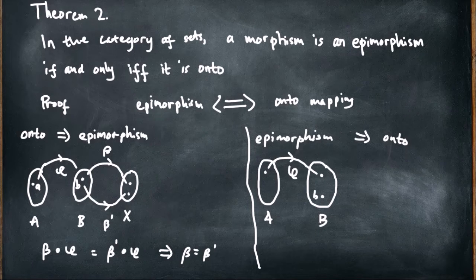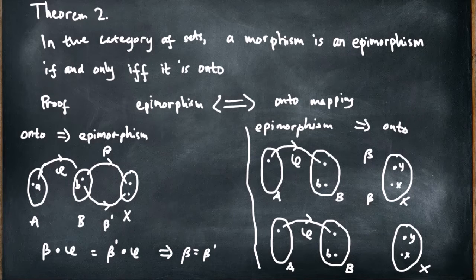Let's call that element B. And let X be the set having only two elements, let's call it X and Y. Let beta be the mapping from B to X which sends this element B inside of set B into X and the rest of the elements of B into Y. And let beta prime be the mapping from B to X, which sends all of the elements of B to Y.